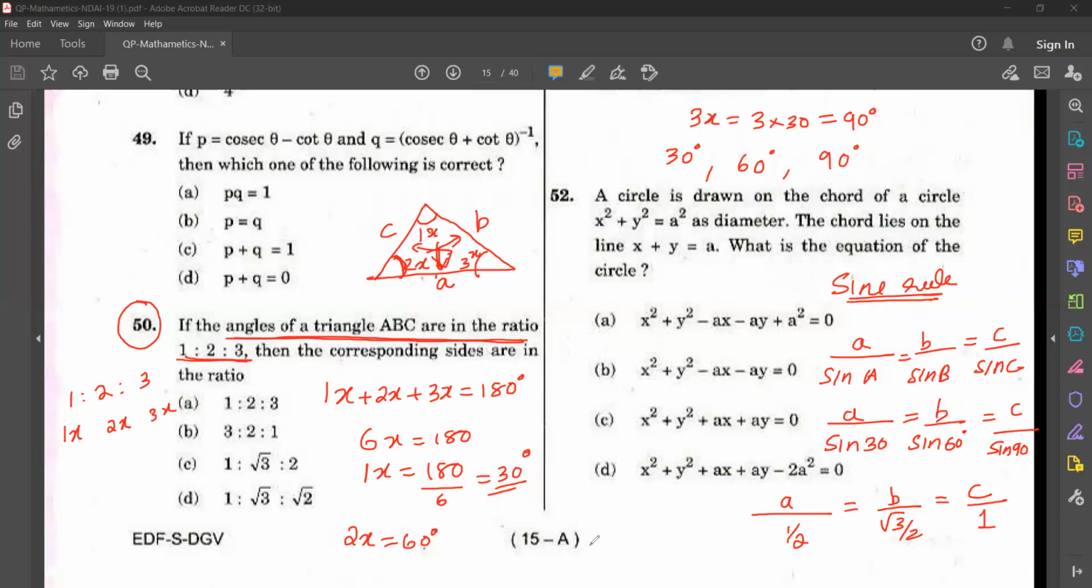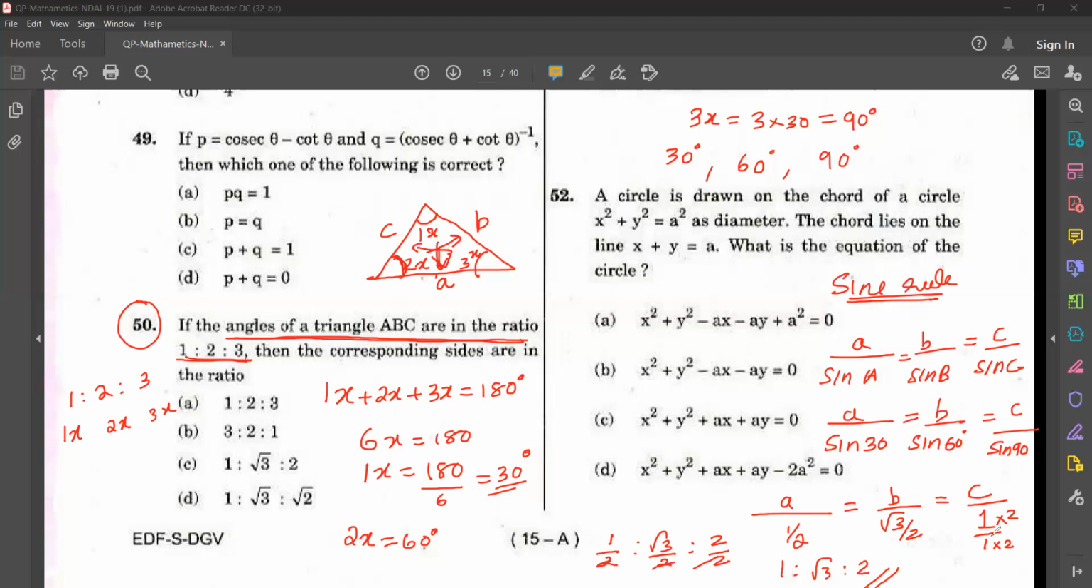So if the ratios are to be written, 1 means 1 by 1. I'm just making this into a ratio, multiplying numerator and denominator by 2. So I have 1 by 2 is to root 3 by 2 is to 2 by 2. So the ratio is 1 is to root 3 is to 2.